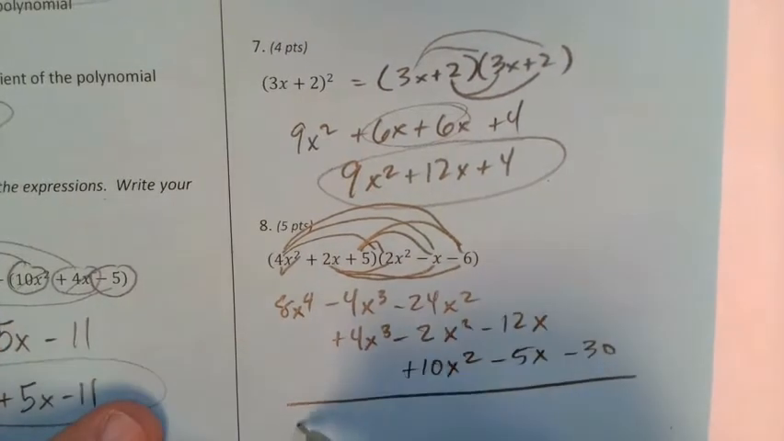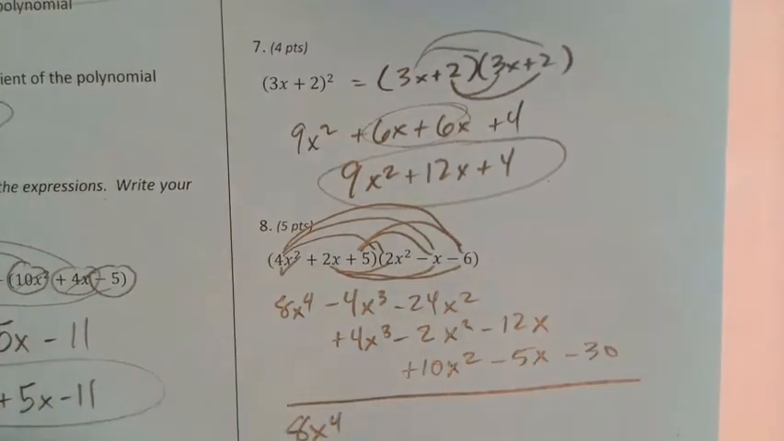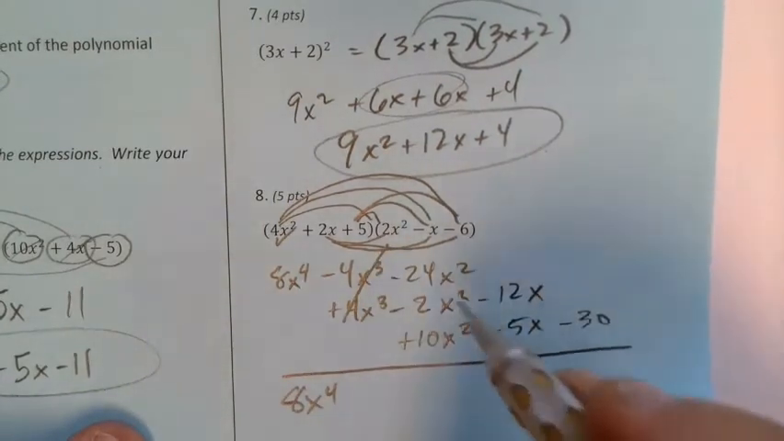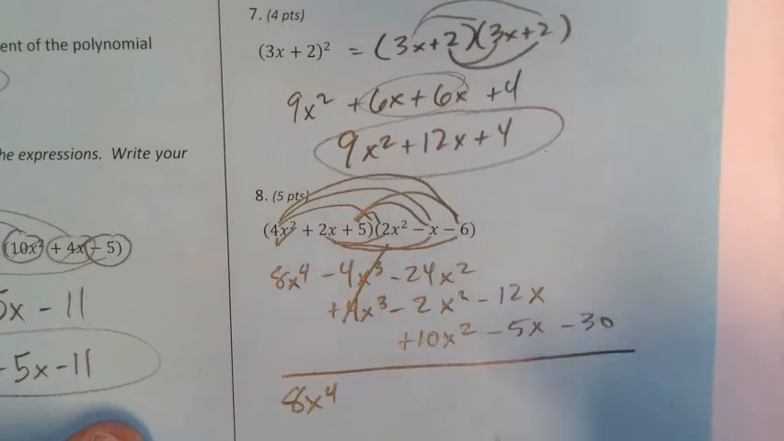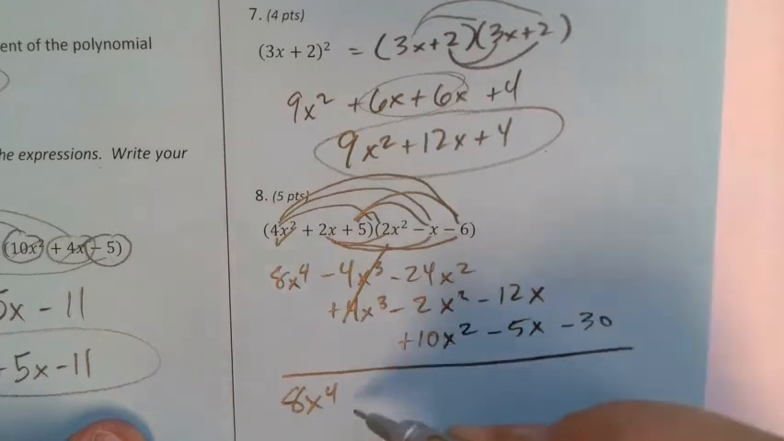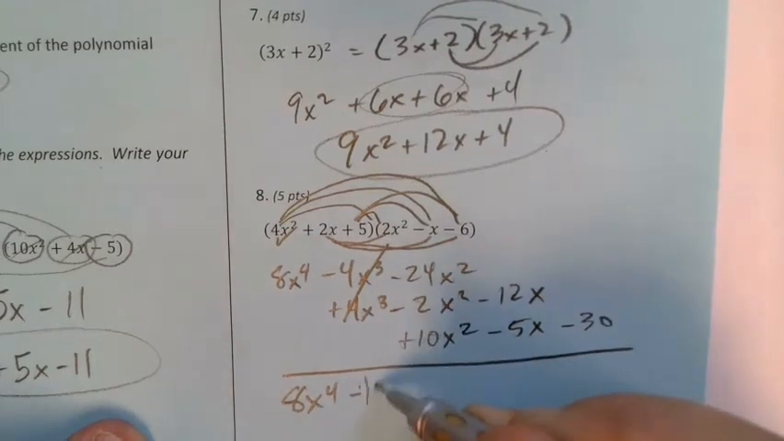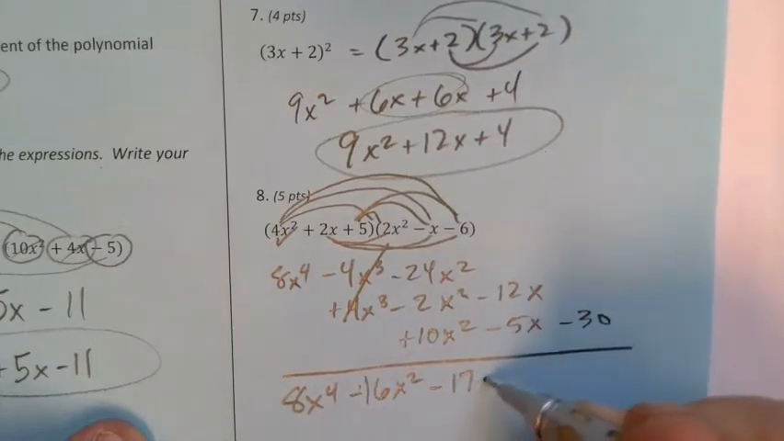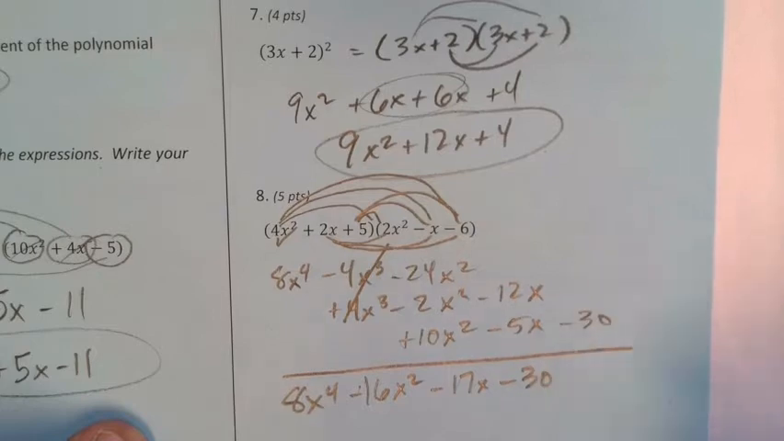Combine all my like terms, and I get 8x to the fourth. Those cancel. Negative 24 minus 2, that's negative 26, plus 10 gives me negative 16x squared. Negative 12 minus 5 gives me negative 17x and minus 30. Okay, let's turn the page. Next page.